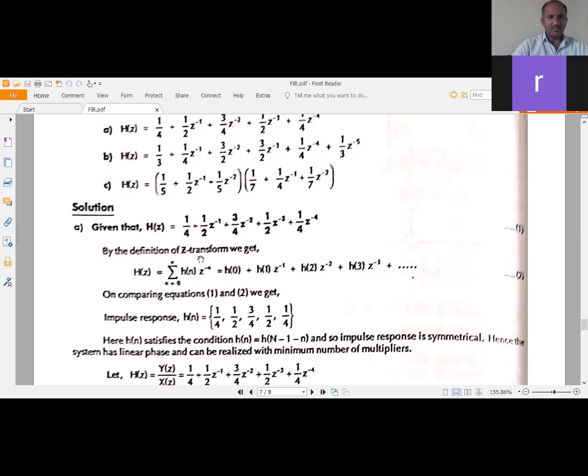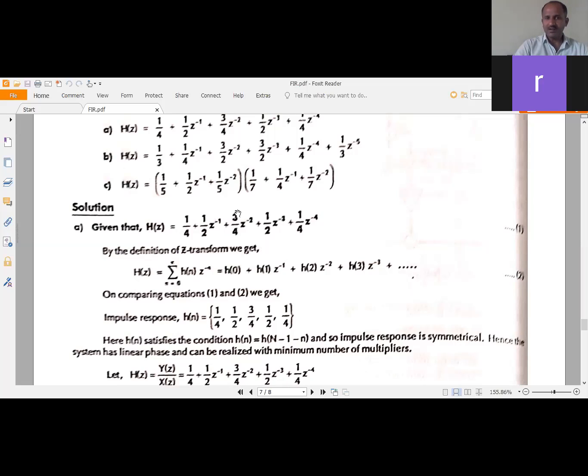First, by the definition of Z transform. So this is the definition of Z transform. As I already know that h of z equal to summation n equal to 0 to capital N minus 1 h of n into z power minus n. So substituting n equal to 0, h of 0, z power 0 will be 1. H of 0 plus h of 1 into z power minus 1 plus h of 2 into z power minus 2 plus h of 3 into z power minus 3. And you have to compare this with this equation.